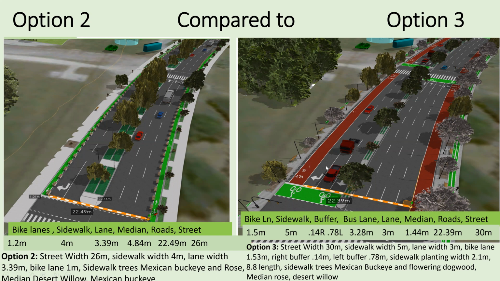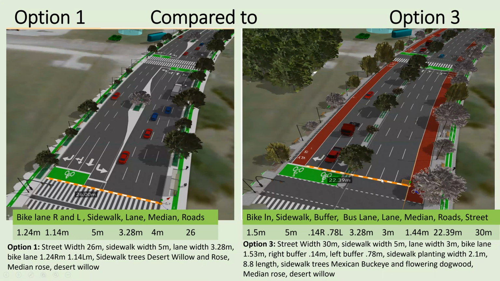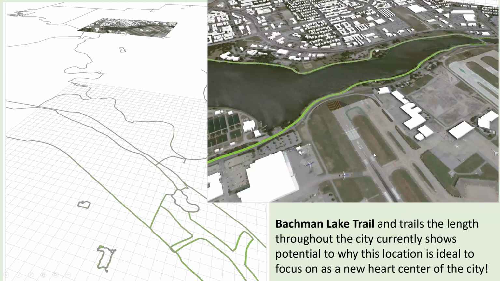The size of the street has been expanded to 30 meters, but it was reduced because the bus lanes are not used for cars. The comparison of option 1 and option 3: option 1 has the sidewalk and bike lane, and option 3 has both the bus lane and sidewalk and has expanded the size of the road.